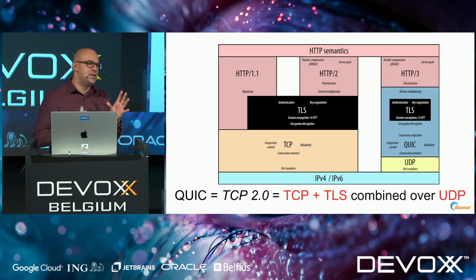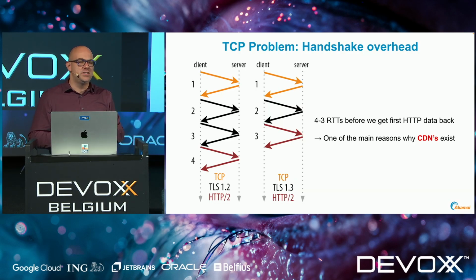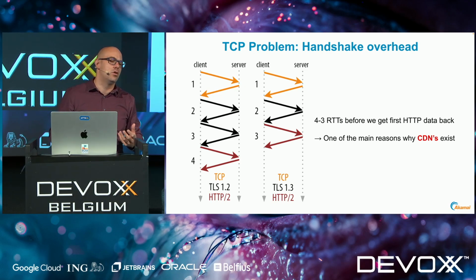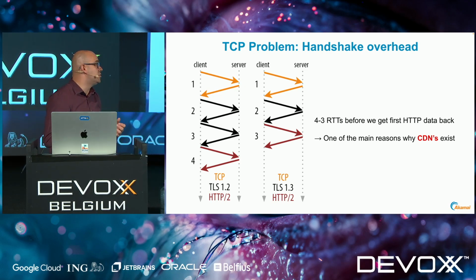Now, one thing you might be wondering at this point is why? What is wrong with TCP? Why do we even need a TCP 2.0 or even a QUIC? The thing is, TCP still works, but it's showing its age, right? It's several decades old, and there are some inefficiencies in the protocol that are starting to become a hindrance.